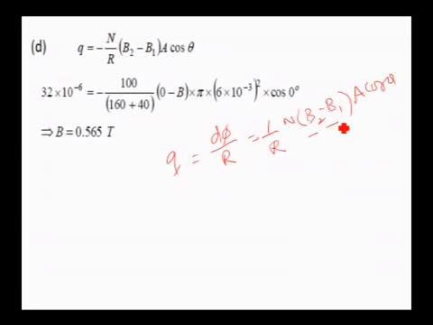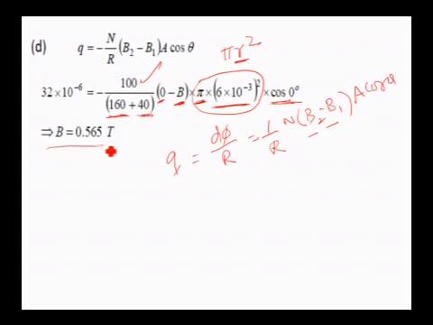So B2 minus B1 means here B2 is 0, B1 is equal to B, and N is the number of turns. Why is it 160 plus 40? Because there are two resistances, 160 and 40, adding them gives 200, where pi is 3.14, and this is 6 into 10 power minus 3. This is nothing but the area of the coil, which is pi r square, where r is the radius 6 mm, into cos 0.